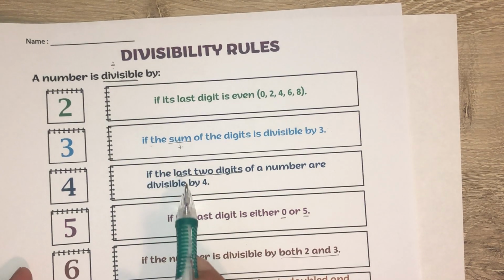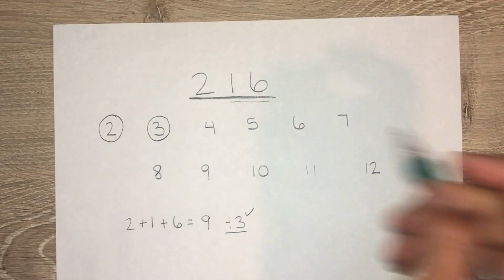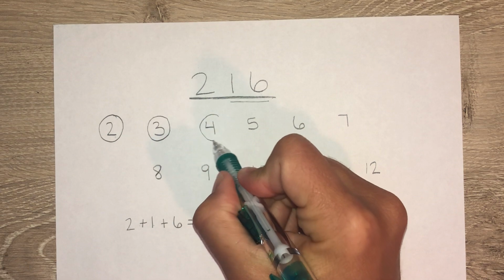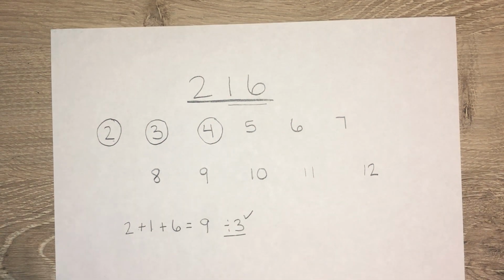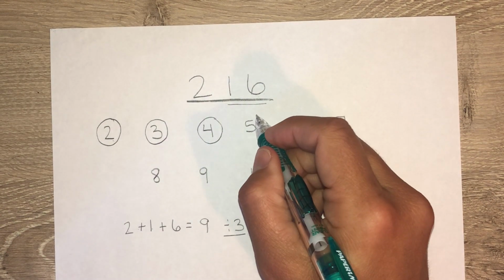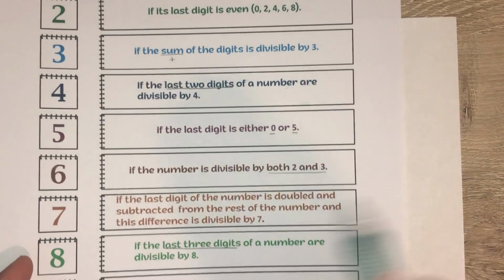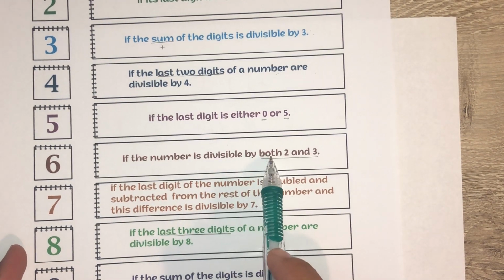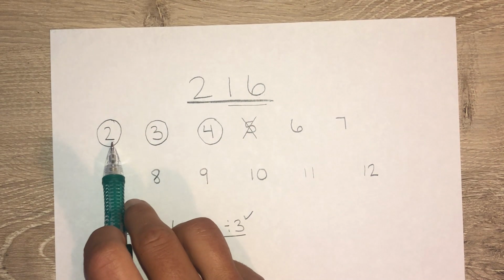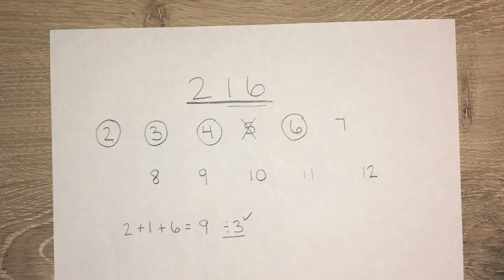The rule for the number 4, if the last 2 digits of the number, so the last 2 digits are 16, I know 16 is a multiple of 4. It will divide by 4. The rule for the number 5, if it ends in a 0 or 5, this number ends in a 6, so it will not divide by 5. The rule for the number 6, it has to be divisible by both 2 and 3. Oh, look, our number is divisible by both 2 and 3, so therefore it is divisible by 6.